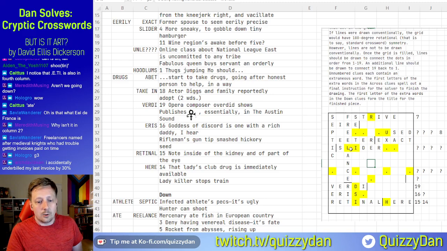That slider's looking pretty good now, isn't it? Let's wait until we get the I in place. But that L, because otherwise the S would have to start here.